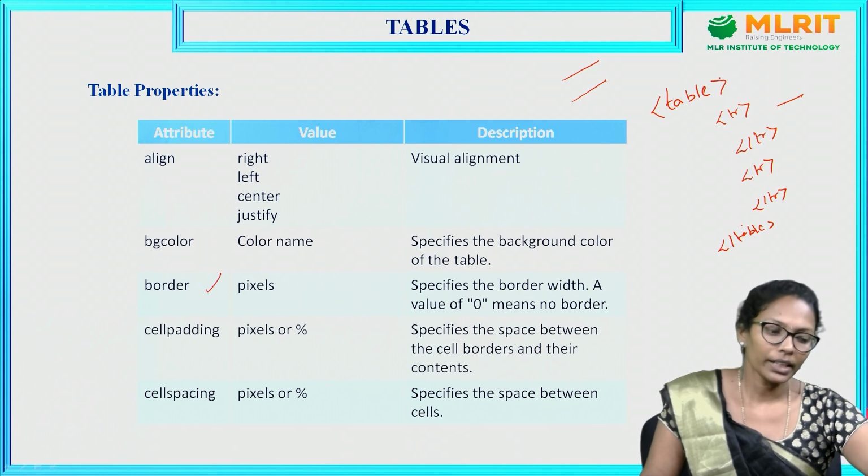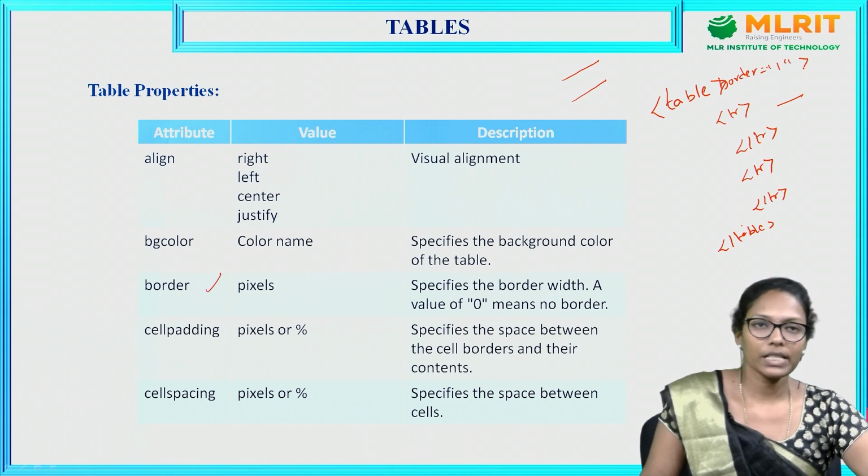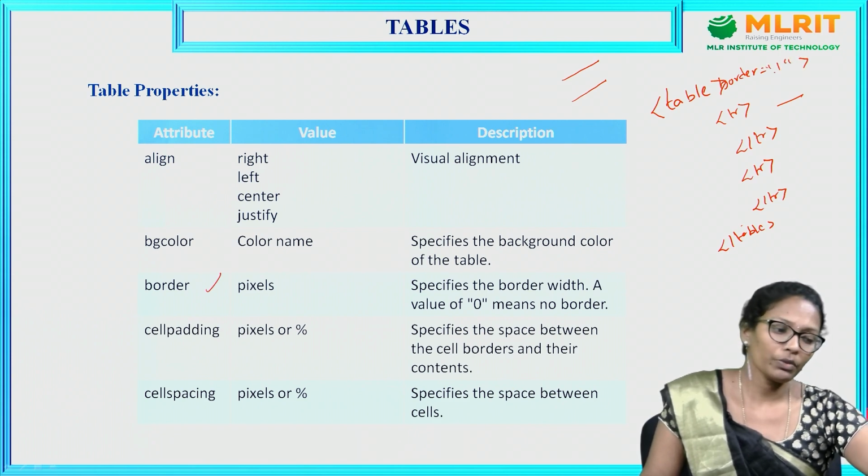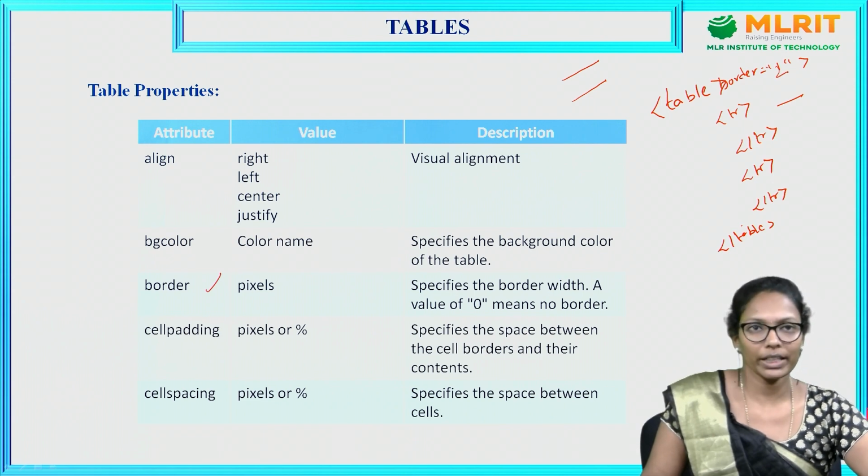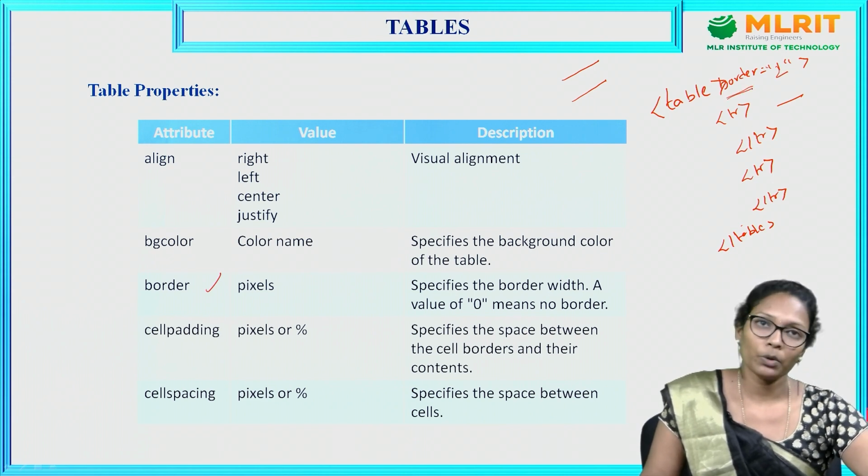So generally for a table, the attribute I should give is border equal to 1. So a 1 pixel border will be created. If you give 2, a 2 pixel border will be created. So this is one of the attributes which is used to provide the border for your table.